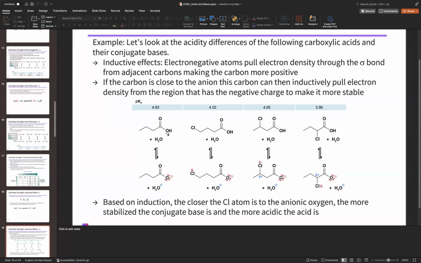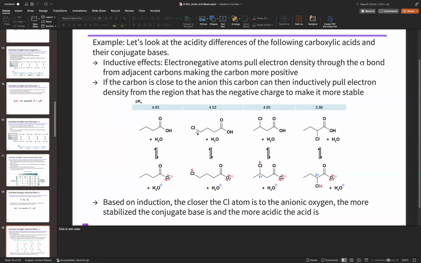When it acts as an acid, it loses the H plus, it donates the H plus, giving you this compound down here called butanoate ion. Now, this compound versus the next one, the only difference between these two is that there is a chlorine here. Chlorine is an electronegative atom, a rather strong electronegative atom with an electronegativity of 3.0.